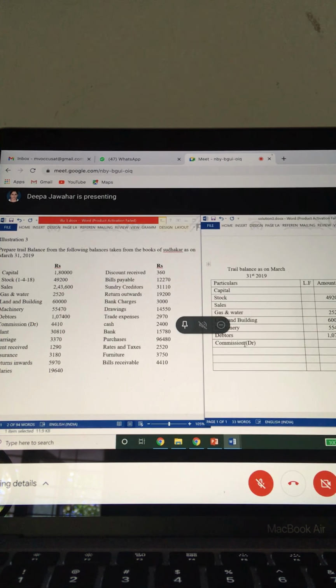In case it is written commission CR, which means commission credit, the company has received some commission. It's a revenue. That's the opposite. Company received some amount in the form of commission, which is a revenue, so commission will be written on the credit side. But in this case, commission is an expense, so commission goes on the debit side. What is the amount? 4,410.